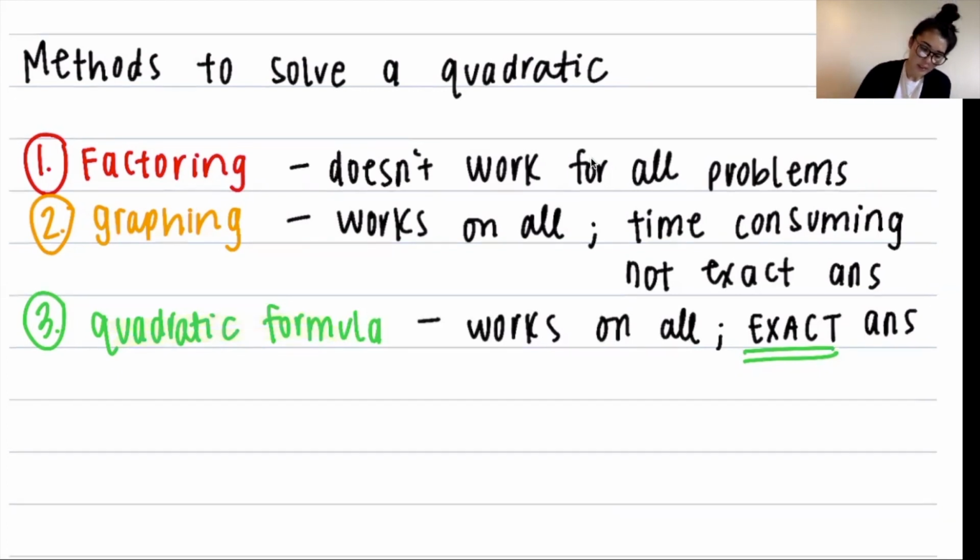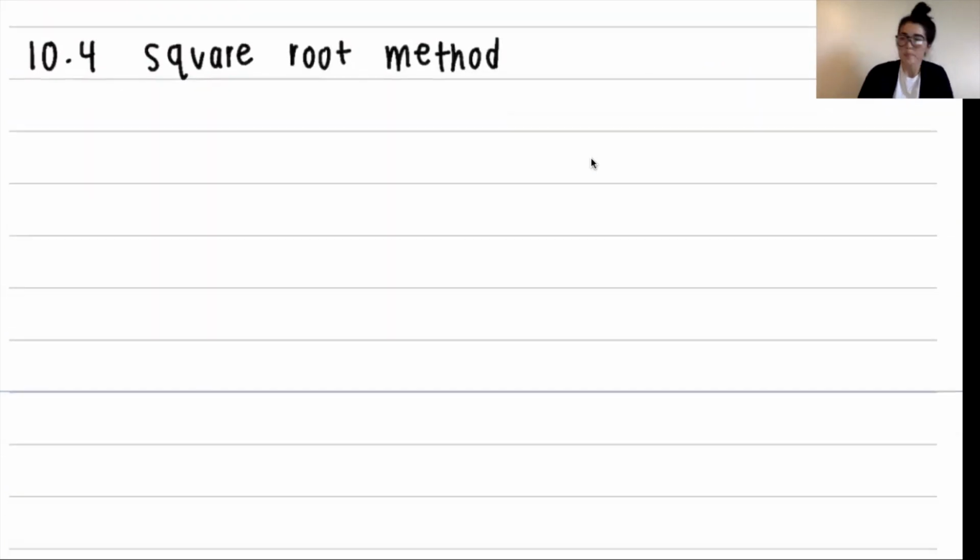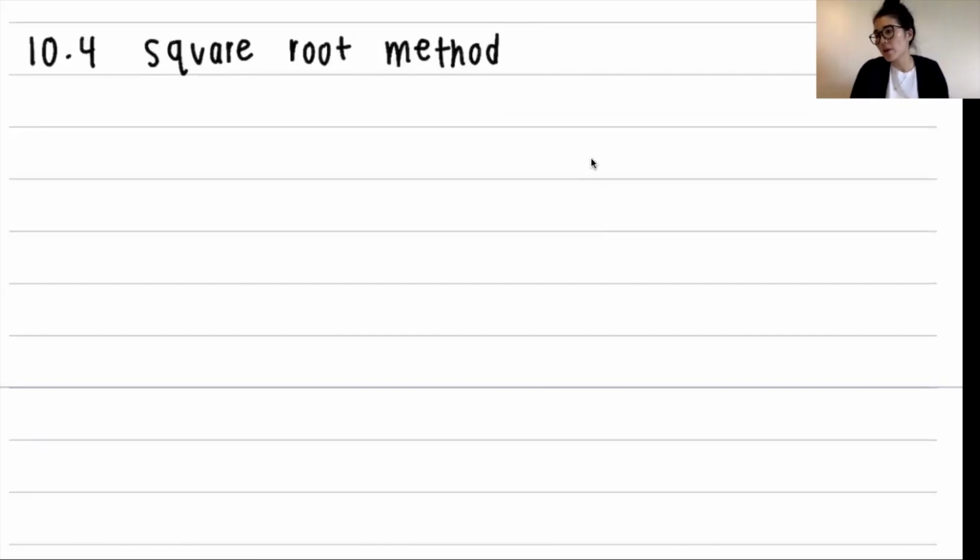All right, but today we're going to go ahead and take a look at another method that might be suitable for some of you. So let's go ahead and do that. This is going to be 10.4, like I said, and this is our square root method. All right, and so let's go ahead and we'll start with an example.